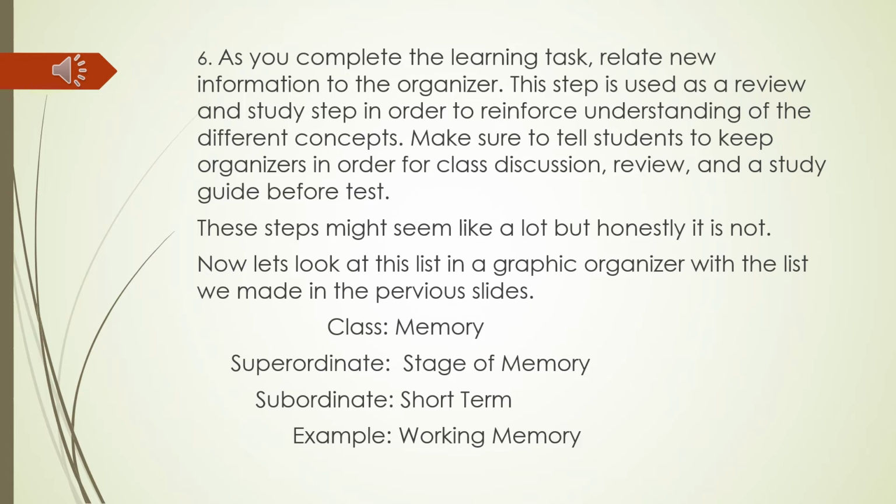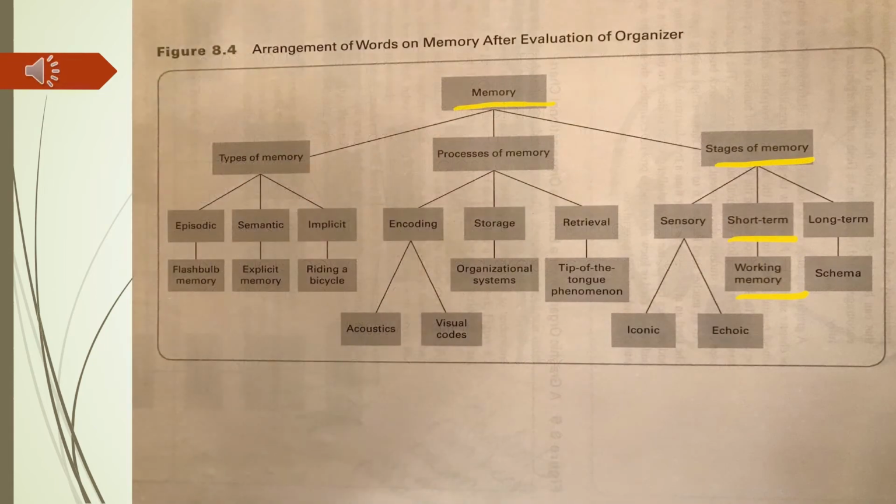These steps might seem like a lot, but honestly, it is not. Now let's look at this list in a graphic organizer with the list we made in the previous slides. Remember, our main topics of discussion were memory, stage of memory, short term, and working memory. On this slide, the previous topics discussed in previous slides are underlined in yellow ink to bring your attention to them. Your complete graphic organizer, of course, will have more than just 4 simple topics. However, in order to make the PowerPoint shorter, those are the 4 different steps that I focus on.